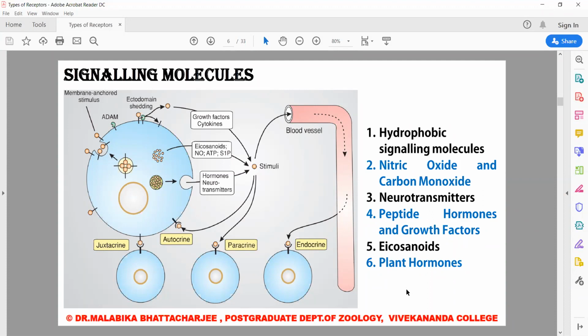They prefer lipid. So hydrophobic signaling molecules can bind to receptors on the cell, or they can move through the plasma membrane into the cytoplasm directly. Since they are hydrophobic, we know that the plasma membrane is made up of a lipid bilayer, and these are lipid-loving molecules. They can diffuse through the plasma membrane into the cytoplasm itself.